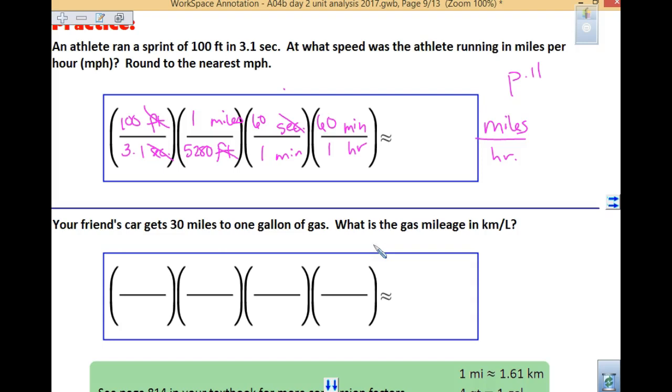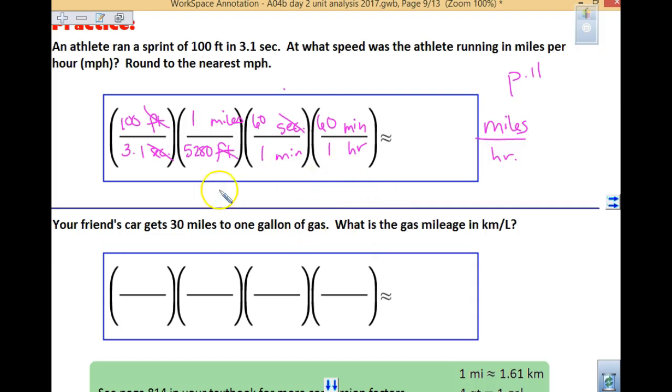Like around 22. 100 times 60 times 60, right? Then you're dividing it by 3.1 and 5,280, right? About 22, 21 something.